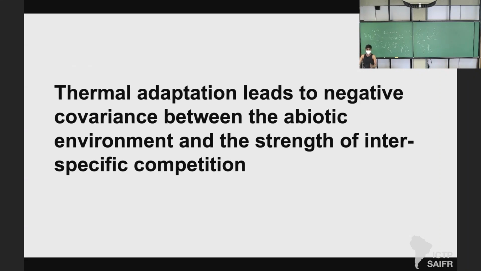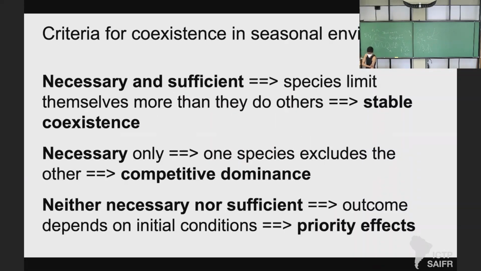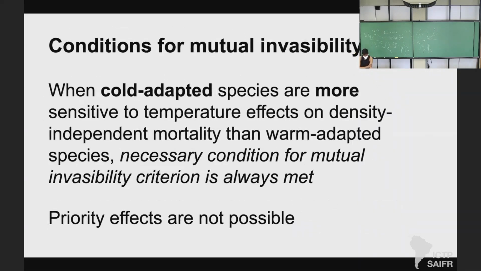So if you were to plot the optima or the response breadths against the strength of competition, you would see this negative relationship. And again, it comes from the underlying thermal adaptation. I showed you this, so now we are in a situation where we can actually test this. Here's something. When the cold-adapted, this comes from the mathematics, so you're going to have to trust me on this.